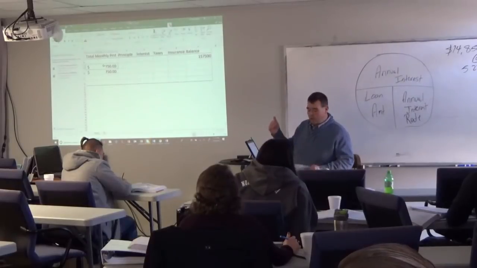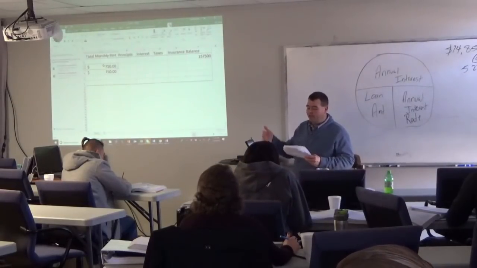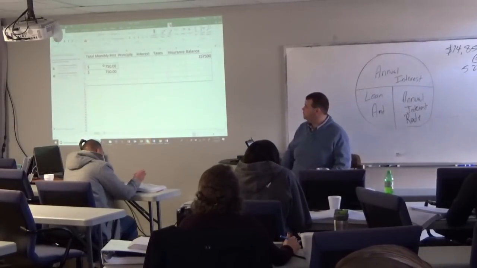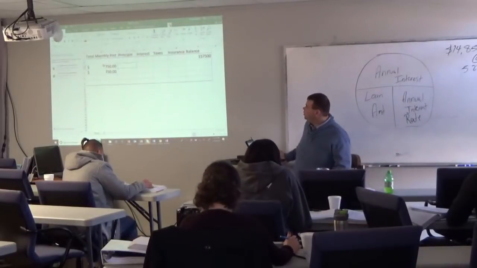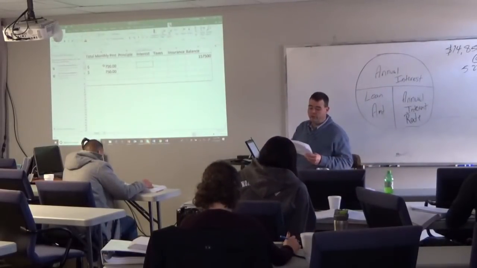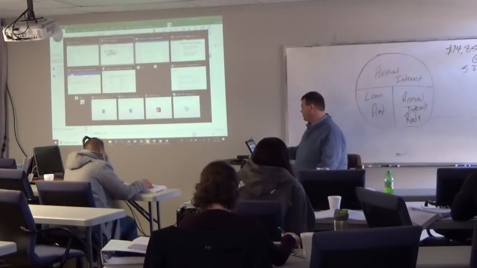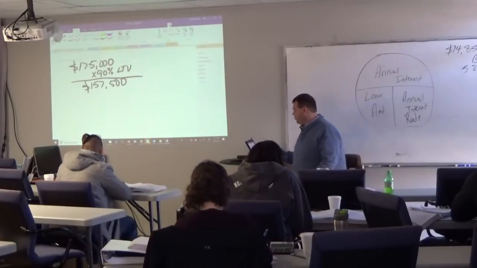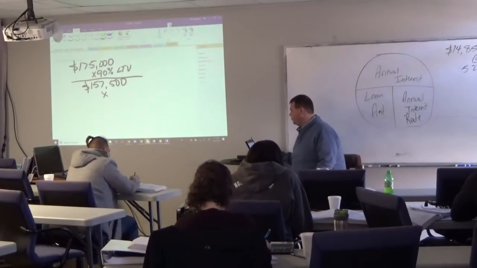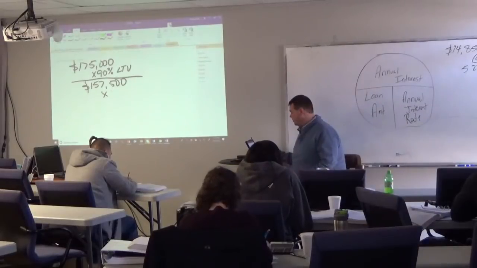Now, we don't have any way of knowing how much is going toward the principal. We do have a way of knowing how much is going toward interest, though, right? Can't we do that? How would we do that? We can take that 157,500 and multiply times what? 4.5%.